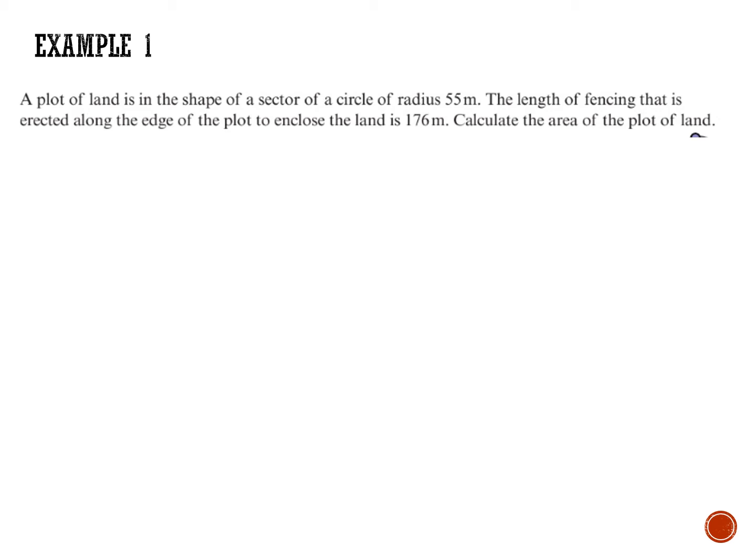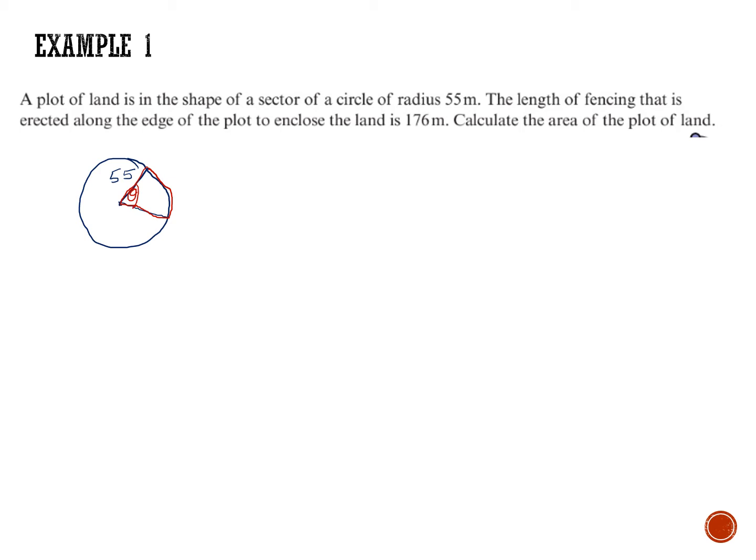So there's no diagram drawn here, so while I'm thinking about my question, I would always draw my diagram. Now here's going to be my plot of land. It said that it's a sector, so I'm going to draw myself a sector like that. Radius 55, so let's mark on that that's 55. And the length of fencing, well, let's have a look at what the length of fencing would be. The length of fencing that encloses it is that, and that, and that. So we are going to need to know what that angle is there.